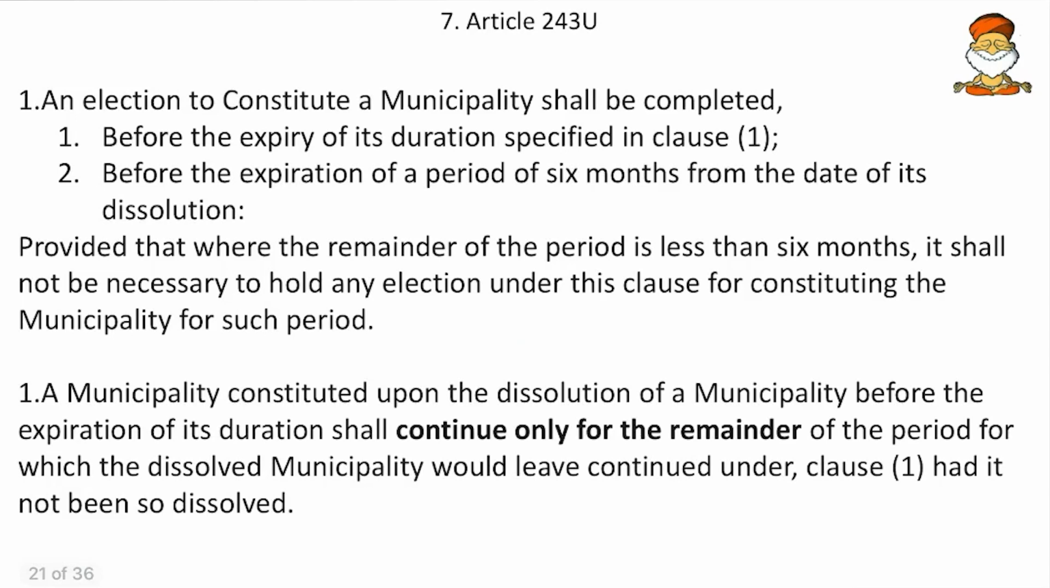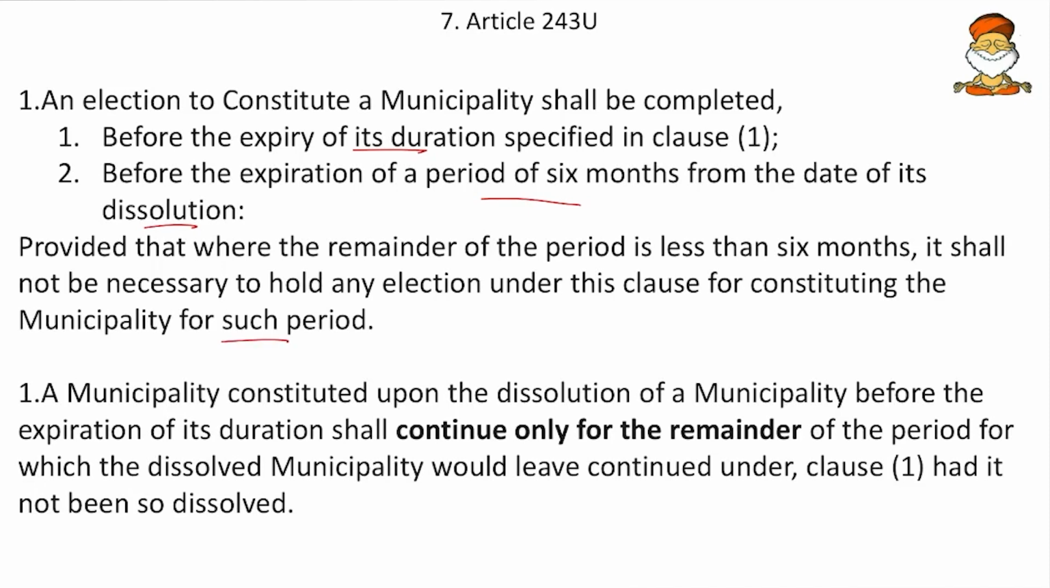Then come to next, an election to constitute a municipality shall be completed before the expiry of its duration specified in the clause 1. That is, before 5 years and before the expiration of a period of 6 months from the date of its dissolution. That is, in case of dissolution, before 6 months, election should be there. And provided that where the remainder of the period is less than 6 months, it shall not be necessary to hold any election under this clause for constituting the municipality for such period.